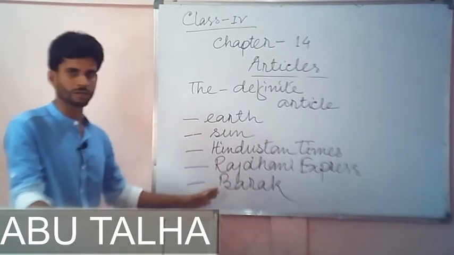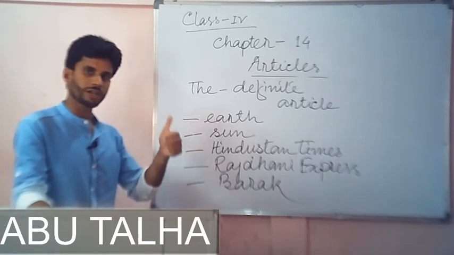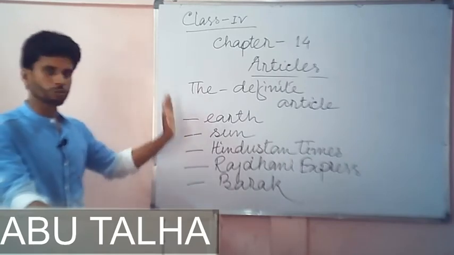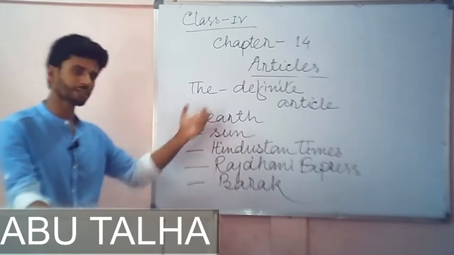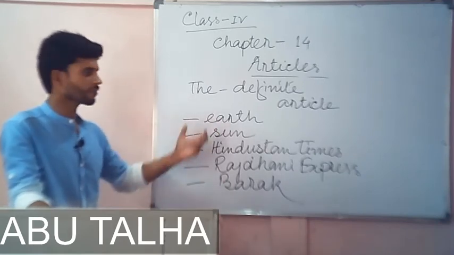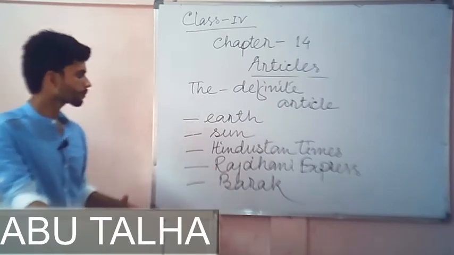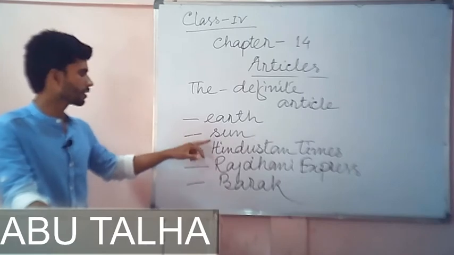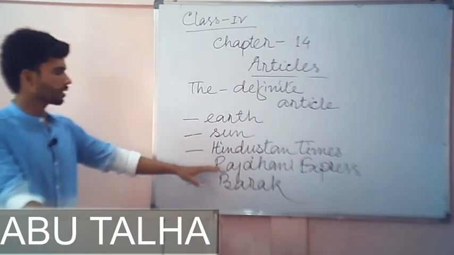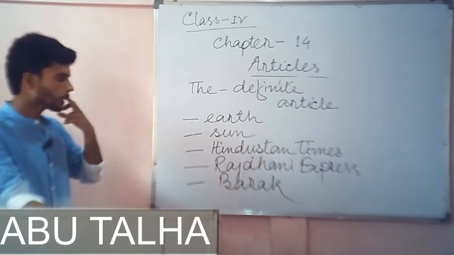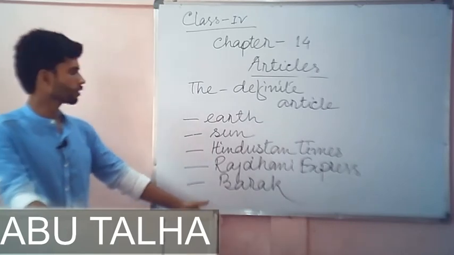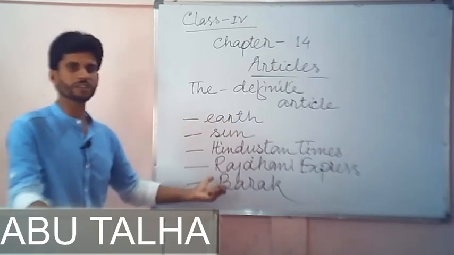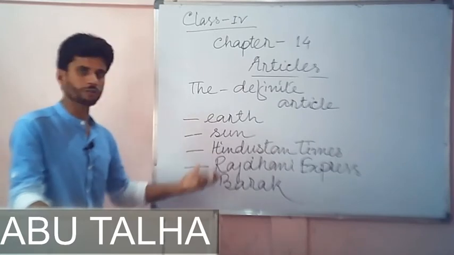And when we speak about the Barak river, we are talking about only a specific, particular river. So what I want to say is that 'the' is used to refer to a particular thing or a specific thing, or a thing which is one of its kind. The earth, something particular; the sun; the Hindustan Times, name of a newspaper; the Rajdhani Express, name of a train; then the Barak, name of a river. So in all these cases, the nouns that I have used here are specific names, names of particular things, and they are one of their kind.